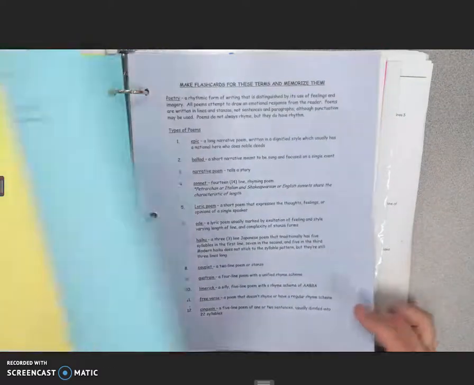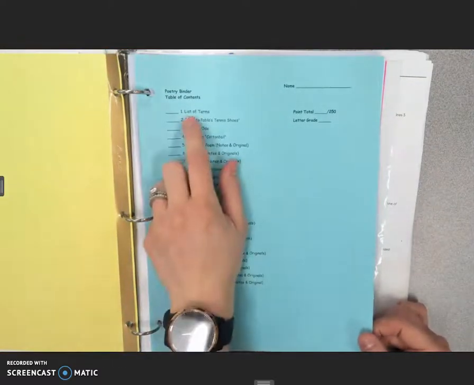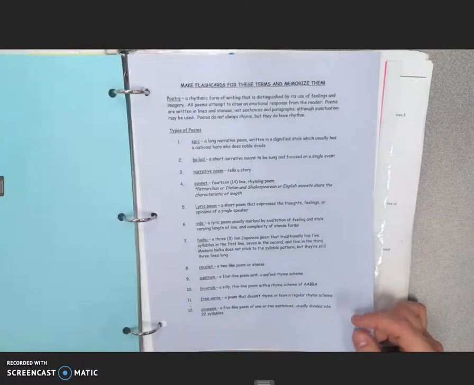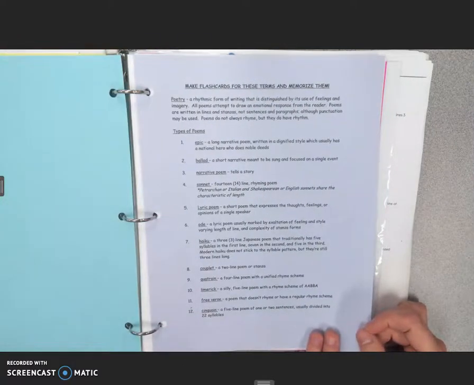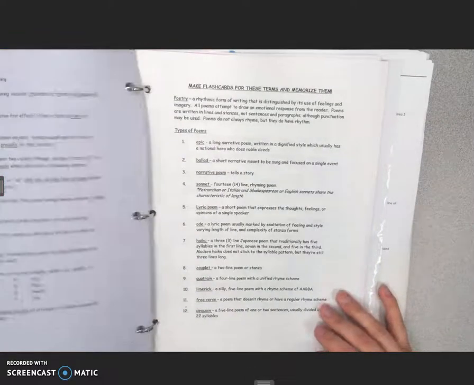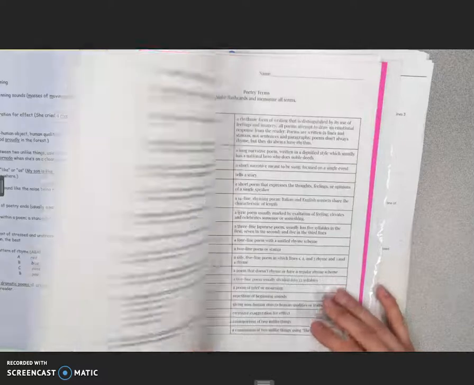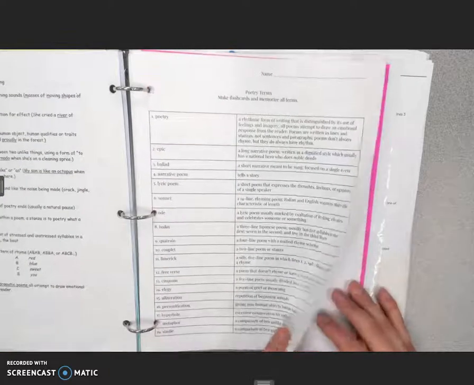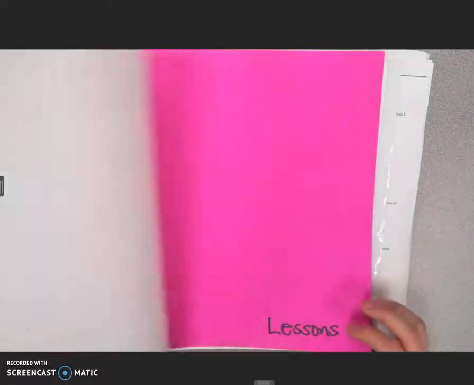Second page, as you can tell by your poetry table of contents, is your list of terms. See? So it should be hole punched in here. I have a hole punch in class if you need it. So does Miss Robinson. Okay, that's just an extra copy. These are just extra copies of the poetry terms and the test.